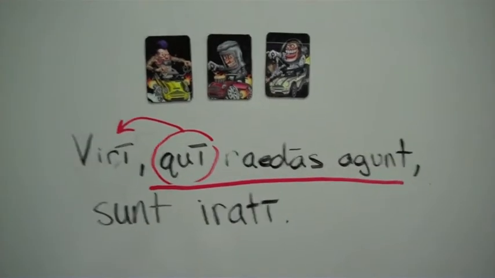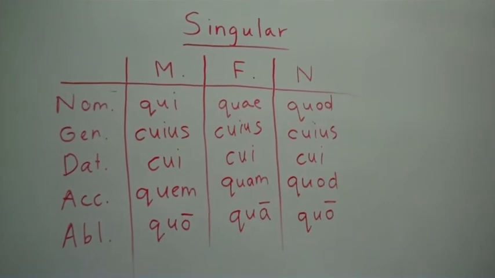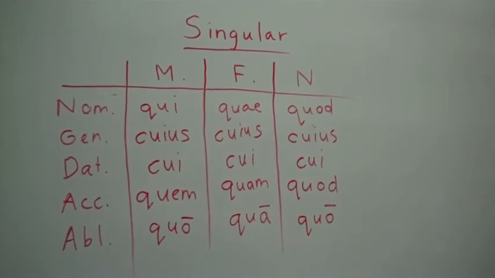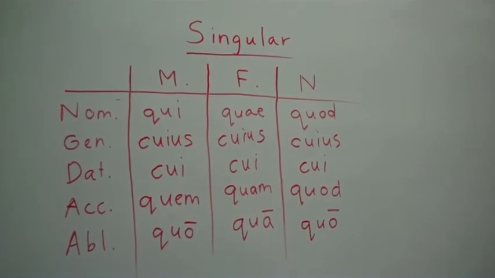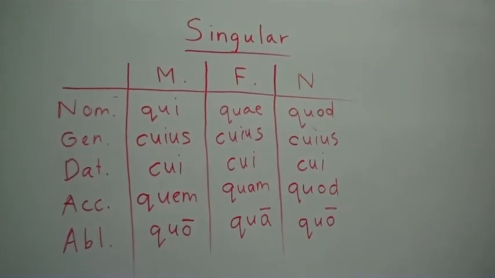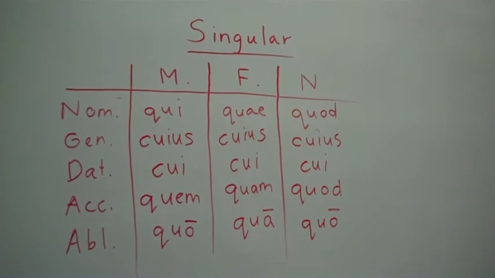Now let's go into more detail about the relative pronoun. Here is the relative pronoun declined in the singular. The relative pronoun always agrees with its antecedent in gender and number. Its case, however, is determined by its syntax within the relative clause.